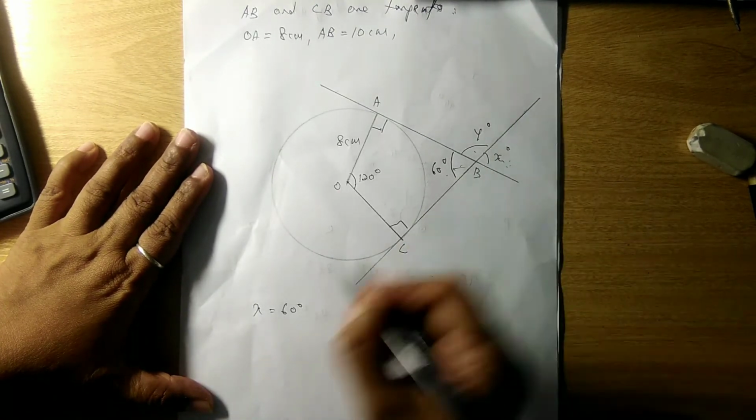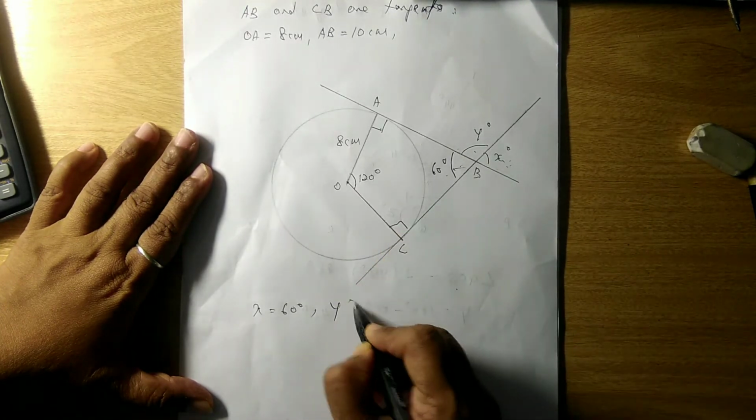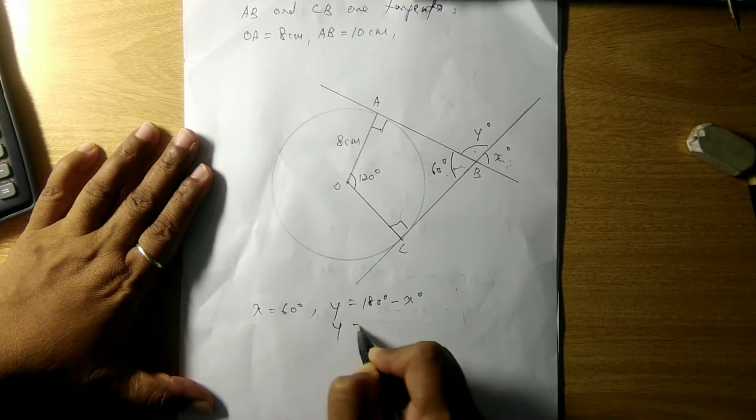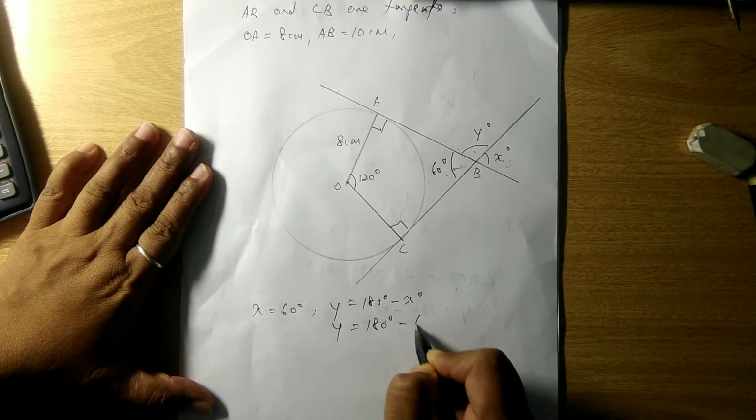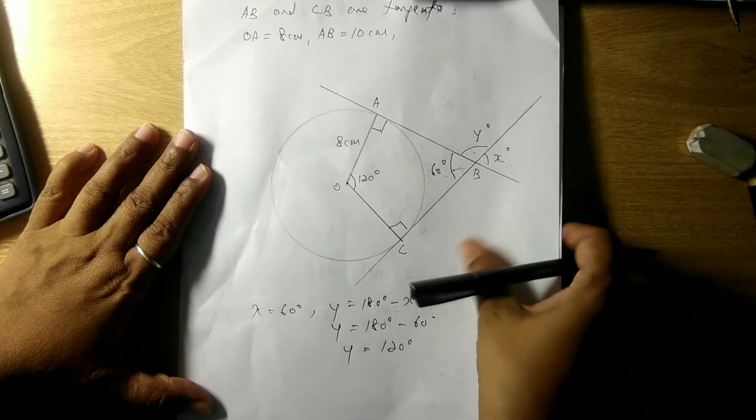To find the y, x and y make a straight line. So it's 180 minus x. We found your x just now. X is 60 degrees. So y becomes 120 degrees.